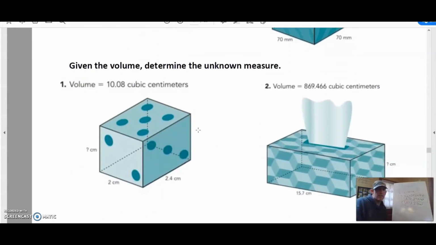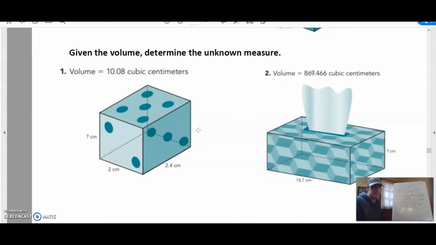Okay, this next section, they give you the volume. And notice here it says 10.08 cubic centimeters. And then they give us 2 of the 3 sides. So we're going to need to go at this a little bit differently. So we have 2.4 and 2, and we don't know this last one, the height. So we're going to need to figure that out.